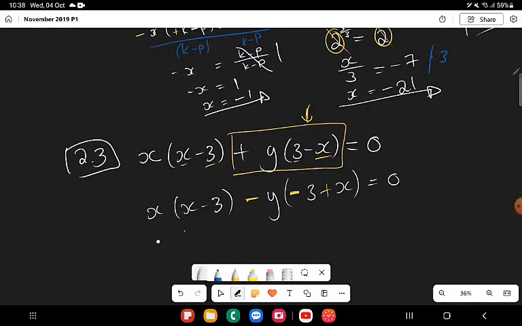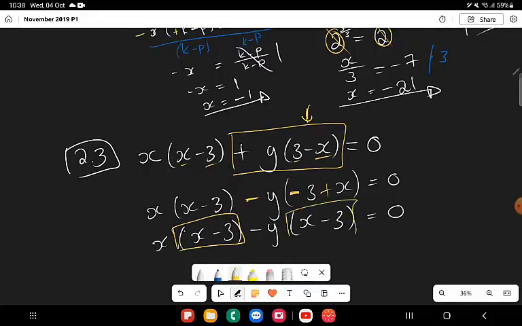I'm going to rewrite it. x minus 3, this becomes minus y, x minus 3 equals 0. So now I've achieved what I wanted. I've got 2 identical brackets. Are you in agreement with me?